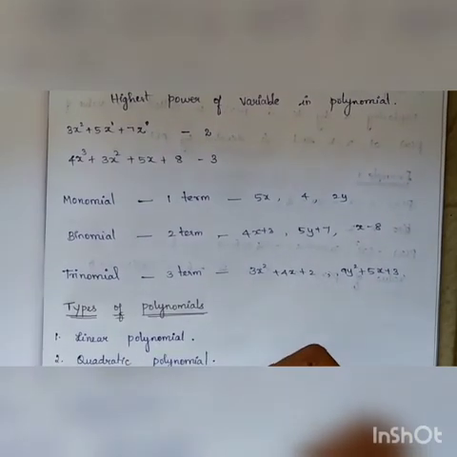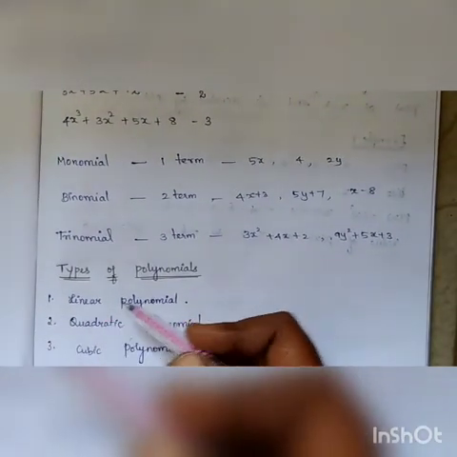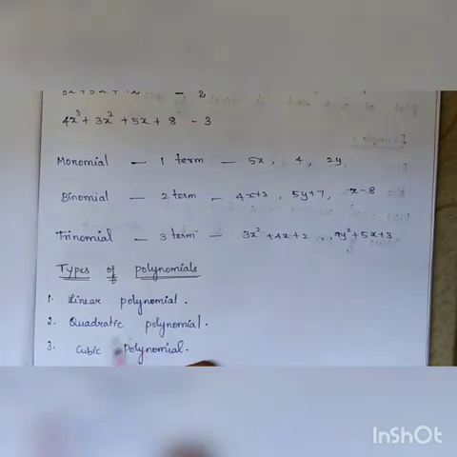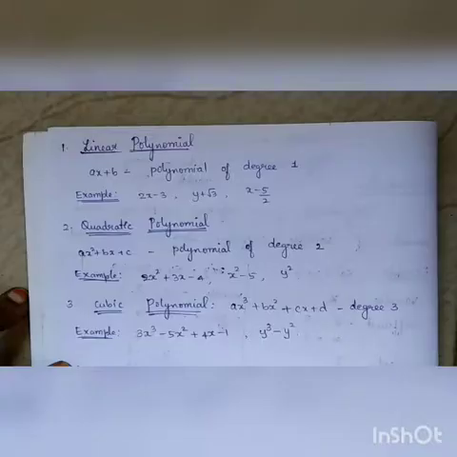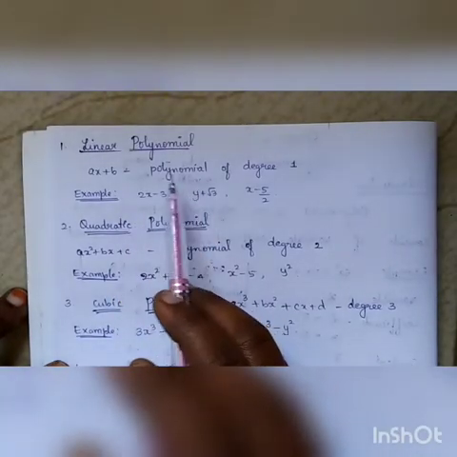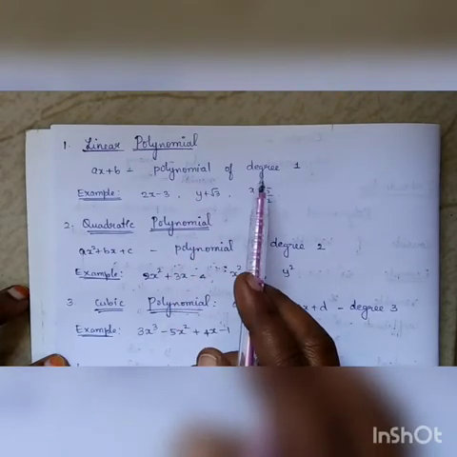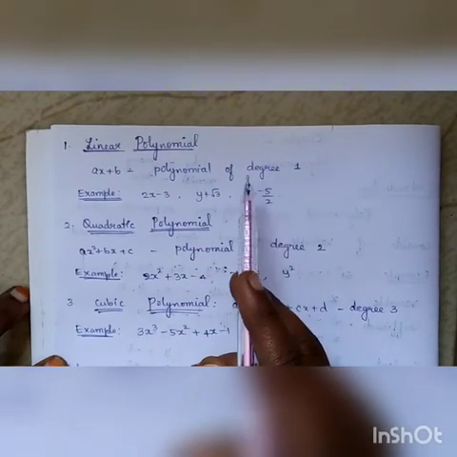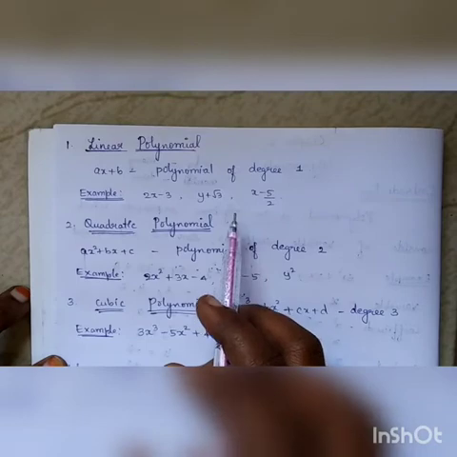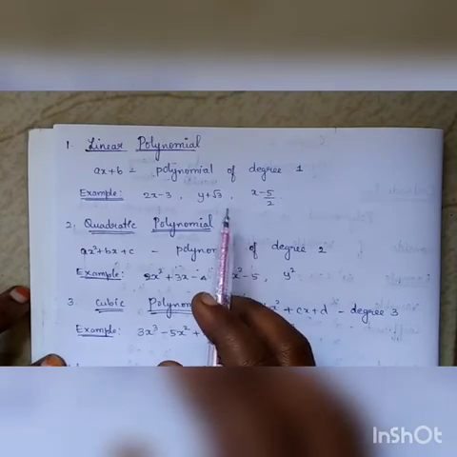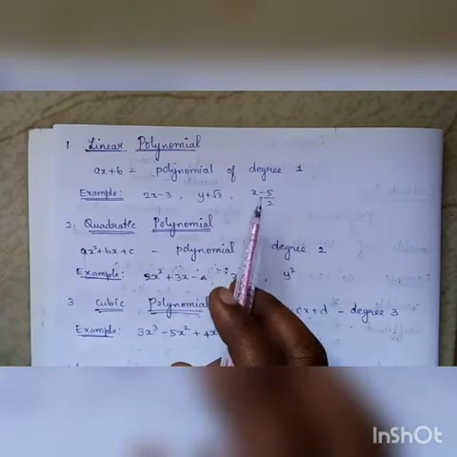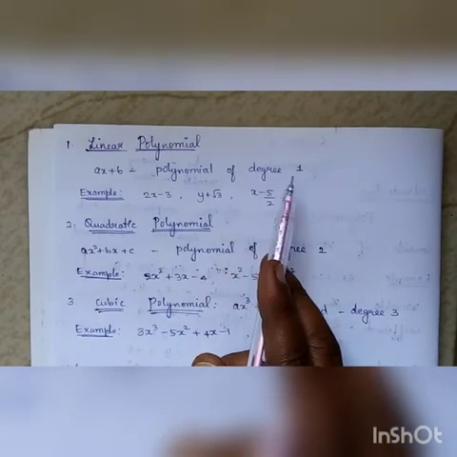Now with respect to the degree, let us see the types of polynomial. First is linear polynomial, then quadratic polynomial and cubic polynomial. We will study these types of polynomial in detail. Linear polynomial, linear means the degree is 1 here. We have studied linear equations in 2 variables and linear equations in 1 variable in class 9. So linear means the degree is 1.